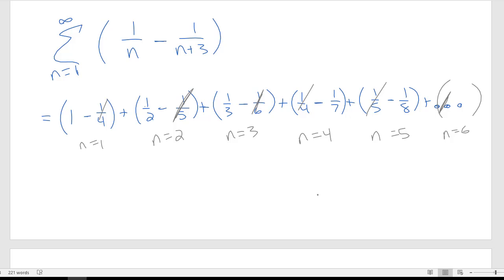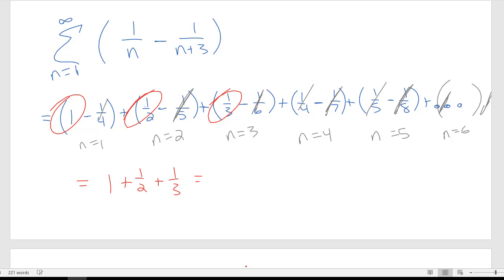And then in the n equals 4 term, am I doing this right? Let's see. So I had the last skip first, and then last skip first, and then last skip first, and then last skip first. Right? And then this last will skip first. So it looks like in this case, the things that survive are the 1, the 1/2, and the 1/3. So this becomes 1 plus 1/2 plus 1/3.